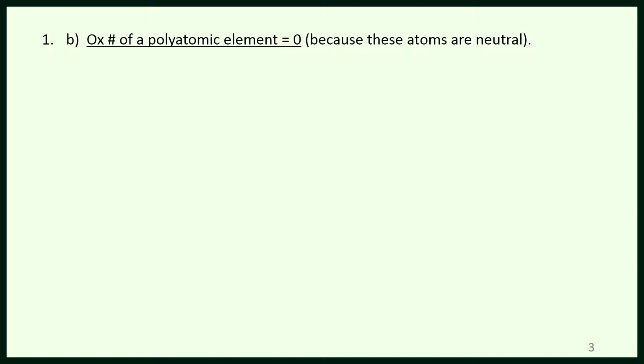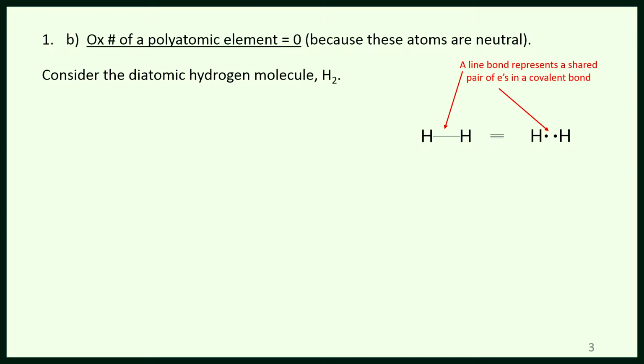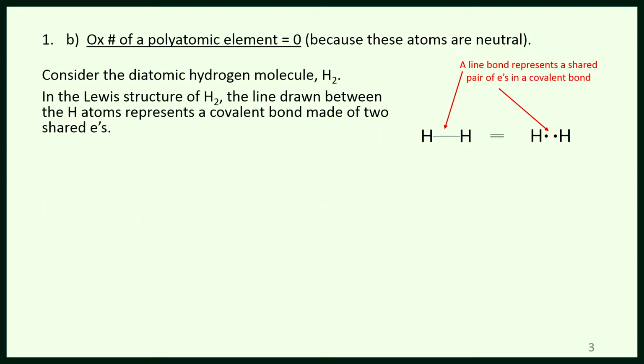Let's look at the oxidation number of a polyatomic element. We will see that that is also equal to 0 because, again, its atoms are neutral. Consider the diatomic hydrogen molecule, H2. Here's the Lewis structure of the diatomic hydrogen molecule. Now the Lewis structure shows a line drawn between the 2 hydrogen atoms here, and that is a covalent bond made of 2 shared electrons here.